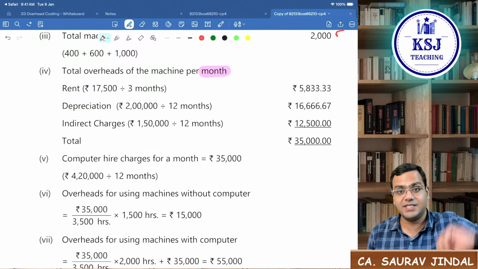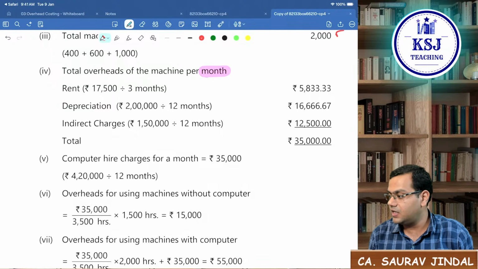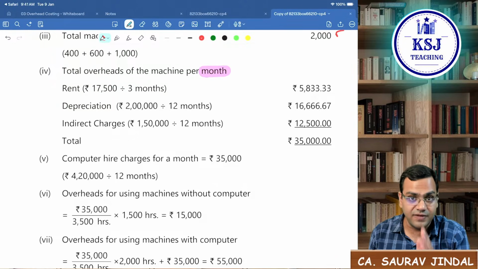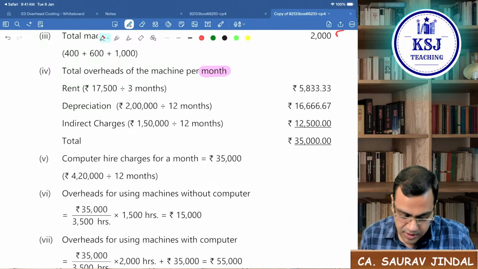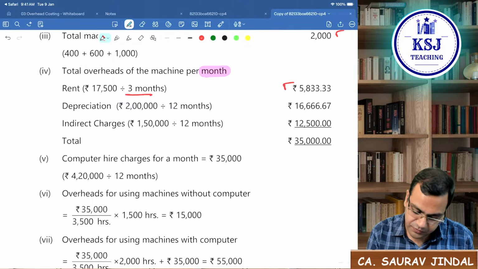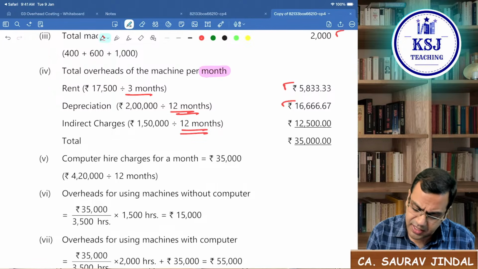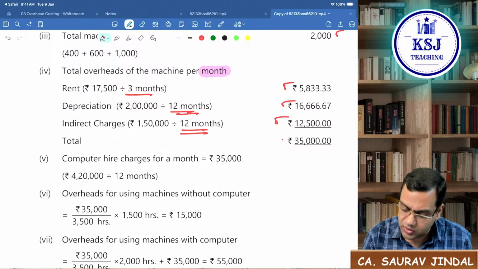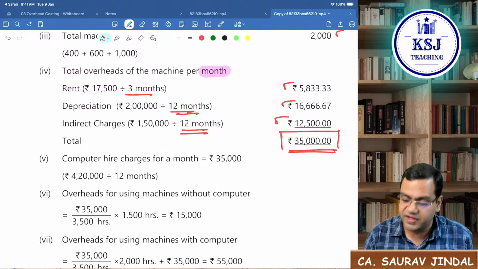So I always say, read the question very carefully. Read the requirement of the question very carefully, because that is where we can avoid maximum mistakes. Okay, so rent is given quarterly, so we divide it by 3 for one month. Depreciation is monthly. Indirect charges again we have calculated monthly. So the total overheads are 35,000.